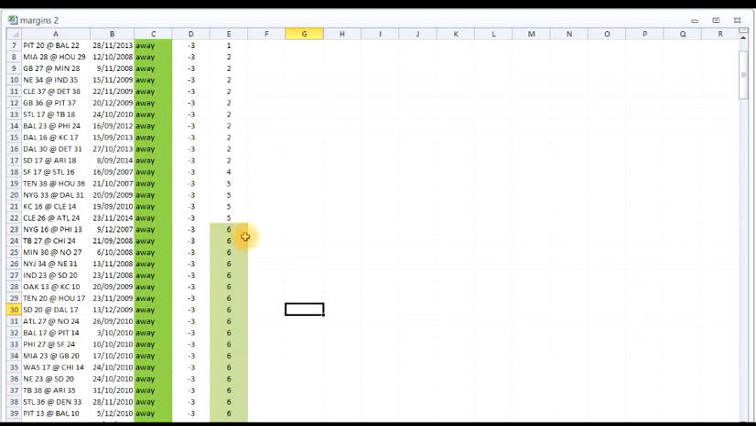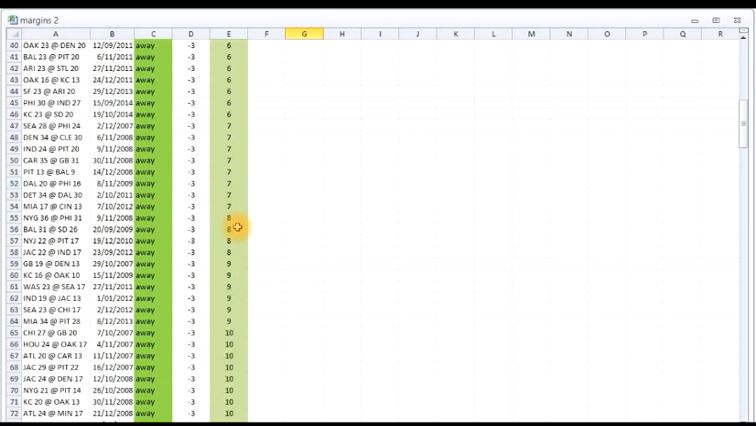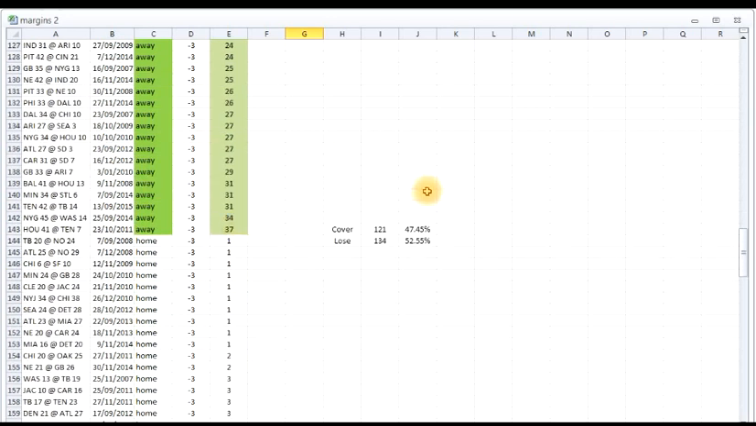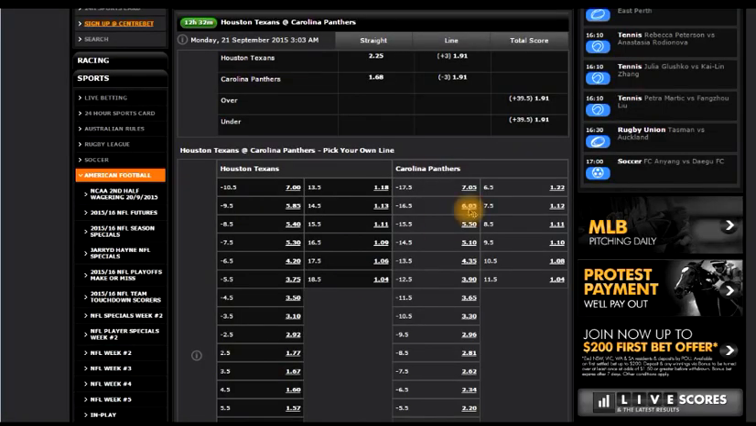Okay, so that's why I've highlighted it here, and that totals now that you would cover 121 times out of the 255 games. You would lose 134. So they represent 47.45% winning, 52.55% you would lose. Okay, now we've moved the line quite a way. We've moved it essentially 5.5 points. So what does that give us in terms of odds?